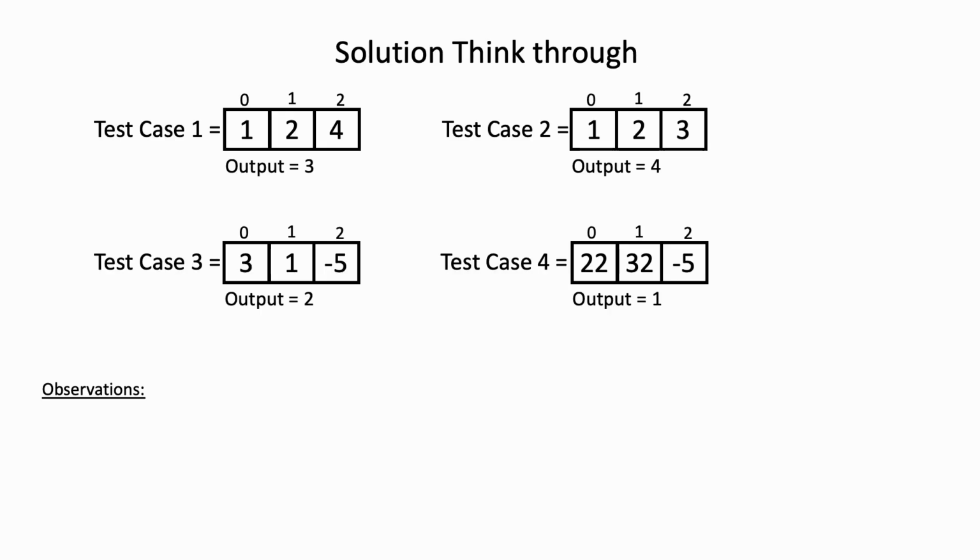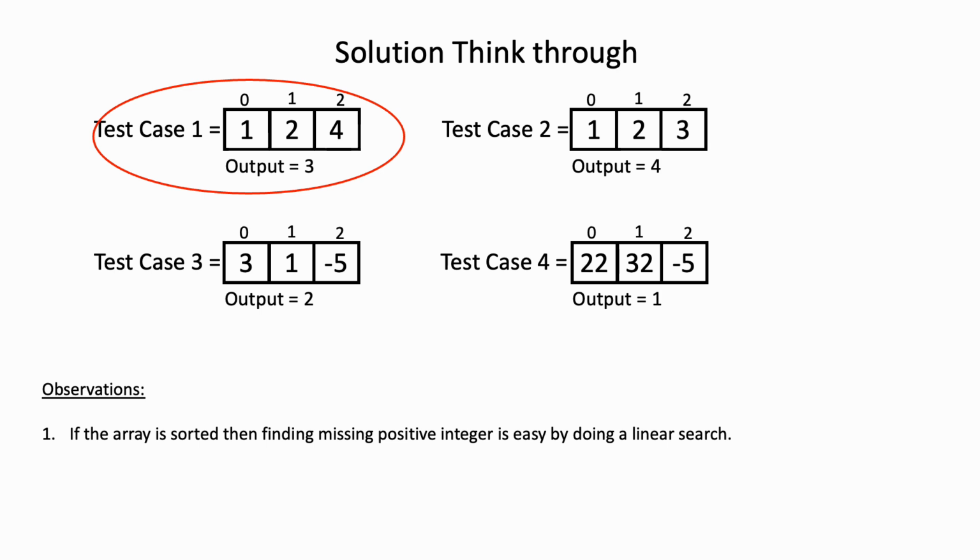Let's look at some example test cases and make some observations to come up with an intuition to solve the problem. With test case 1, we can draw the observation that if the array is sorted, then finding the first missing positive integer is easy, doing a linear search.